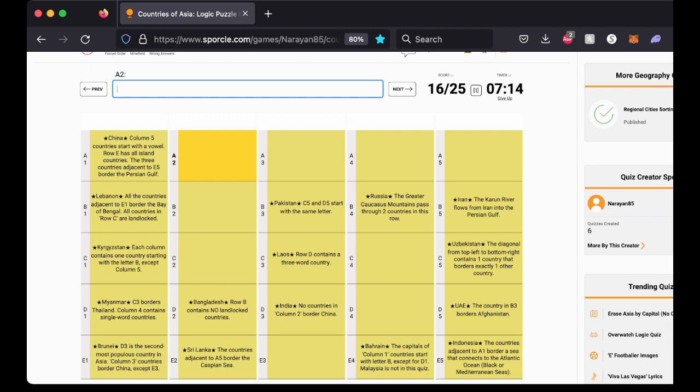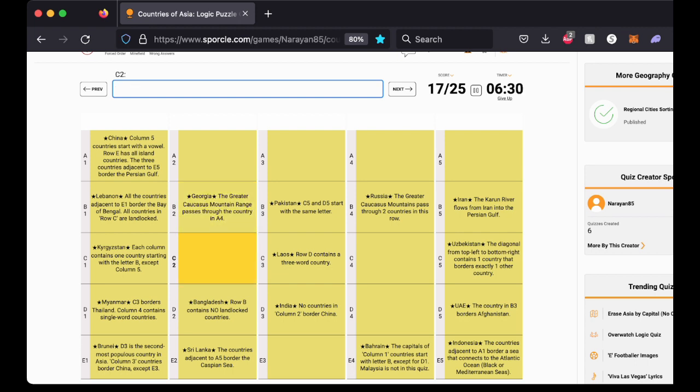Adjacent to A1 border a sea that connects to the Black Sea or the Mediterranean Sea, and it does not border China. And there's the thing about the Caucasus Mountains passing. Well, Georgia fits all those. Georgia borders the Black Sea. The Caucasus Mountains go through it, and it does not border China, so I'm going to say Georgia for B2.